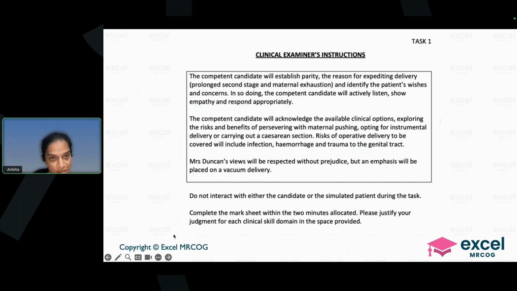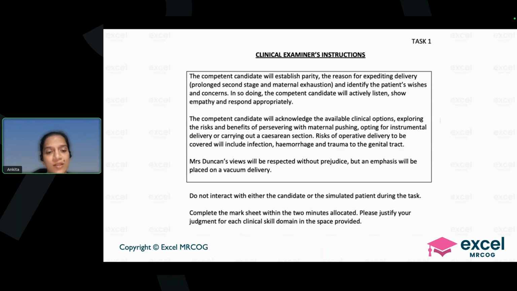This is the clinical examiner's instructions. What the examiner will have to assess is given in the form of instructions. What is given to the examiner is this: the competent candidate. Now, this is in reference to the task we just discussed. A competent candidate will establish parity. We need that, whether she's nullipara or multipara. The reason for expediting delivery, prolonged second stage with maternal exhaustion, and identify the patient's wishes and concerns.